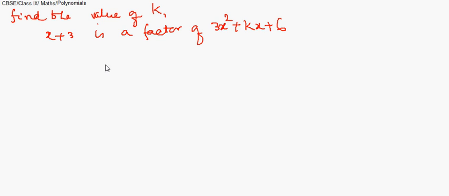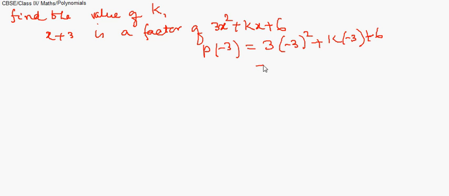That means if I substitute the value of x to be minus 3 in the given polynomial, that should be giving us a 0, because it says it's a factor. So p of minus 3 will be 3 times minus 3 square plus k times minus 3 plus 6. That is 27 minus 3k plus 6.